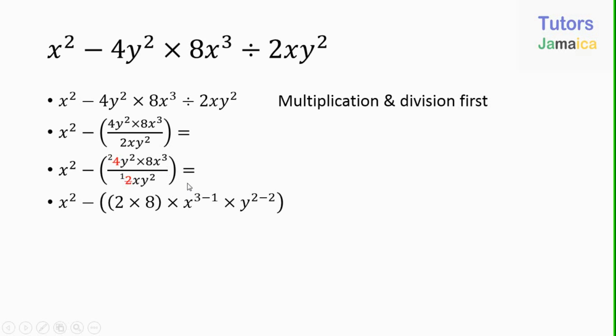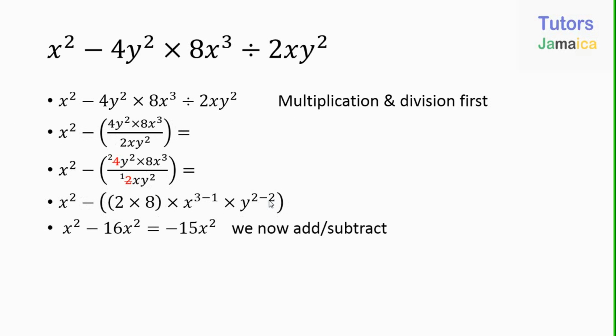So as we said before, when we divide, we take away the indices, and then we have y to the 2 minus 2. So as we explained before, any number raised to the power of 2 minus 2 is 0, and any number raised to the 0th power is equal to 1. So what we end up with is x squared minus 16x, and when we do our subtraction, which is the last thing that we have to do now, we end up with minus 15x squared.